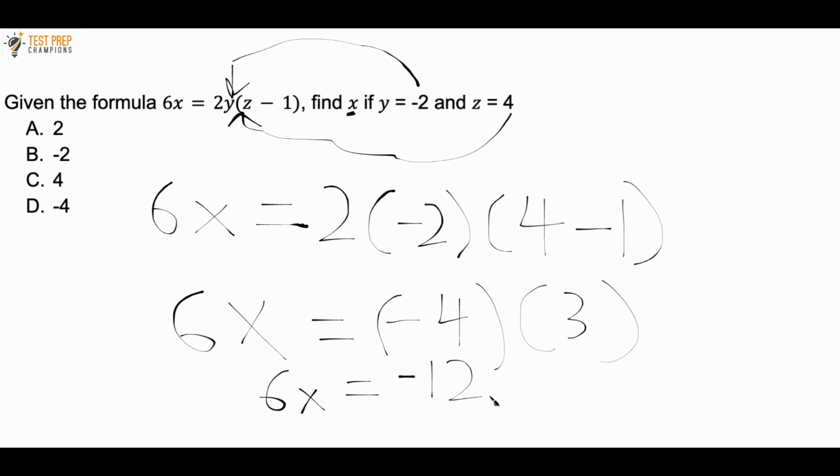And the name of the game here is to get this x by itself. So since I have 6x, how do I get the x by itself? Well, I have to divide by 6. So the 6's cancel out on the left, but whatever I do to one side, I also have to do to the other. So I've got to divide -12 by 6 as well. So the answer is x equals -2. So B is the correct answer here.